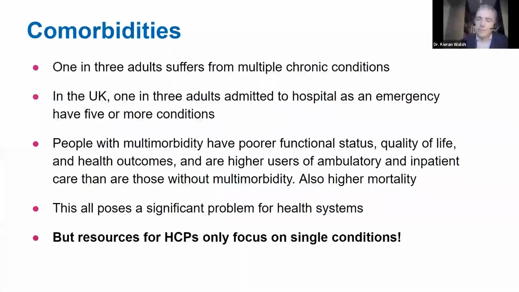And yet there are more problems. 1 in 3 adults suffers from multiple chronic conditions. In the UK, remarkably, 1 in 3 adults admitted to a hospital as an emergency have 5 or more conditions. And people with multiple conditions have poorer functional status, quality of life, and healthcare outcomes, are higher users of care, have higher mortality, also tend to be poorer, and if poor, tend to run into problems younger, which all poses significant problems for health systems. And yet, resources for healthcare professionals tend to focus on single conditions.